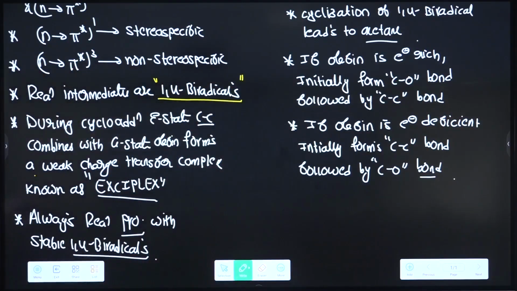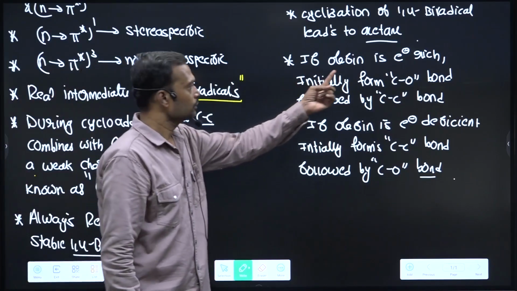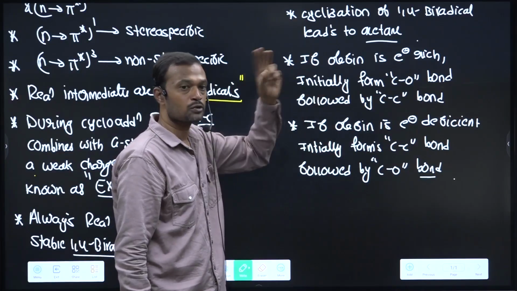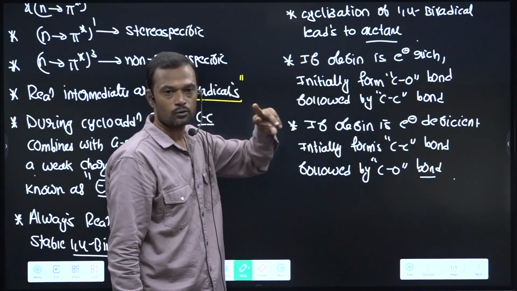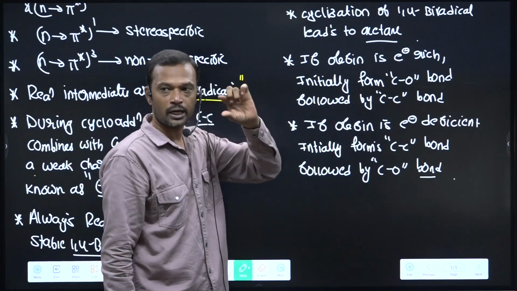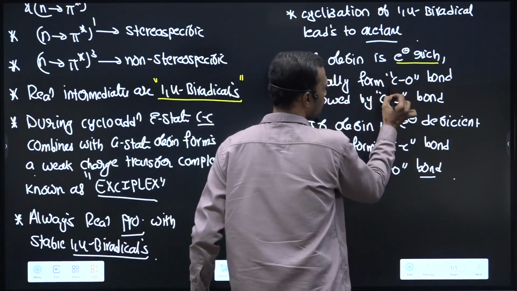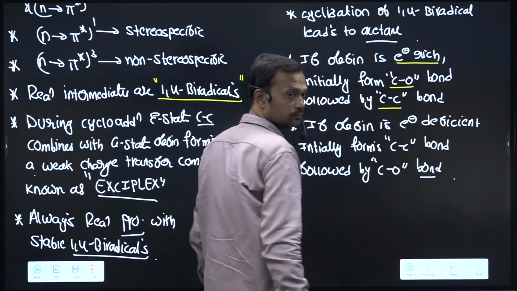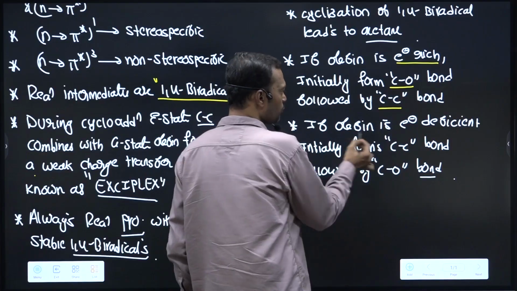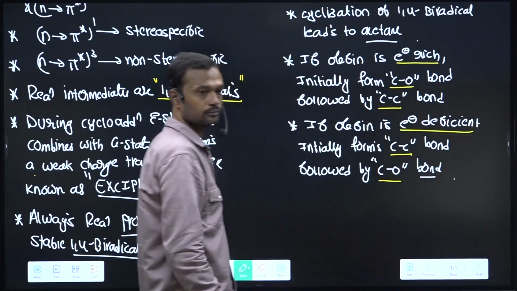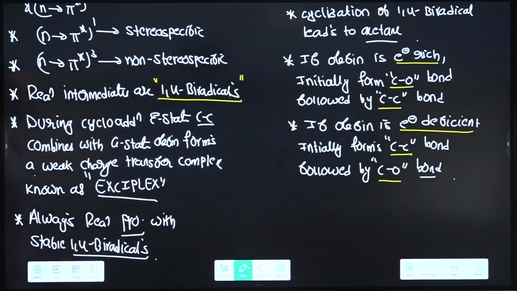So these are shortcuts to attempt oxetane formation in the Paterno-Büchi reaction. The carbonyl compound combines with an olefin. Olefins are of two types, electron rich and electron deficient. With an electron rich olefin, the first bond is CO, the next bond is CC. If the olefin is electron deficient, the first bond is CC, the next bond is CO. These points you need to remember.